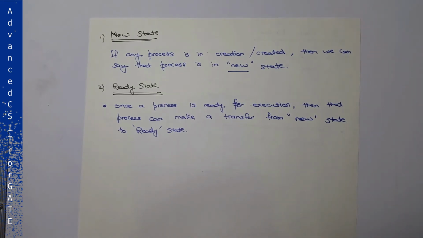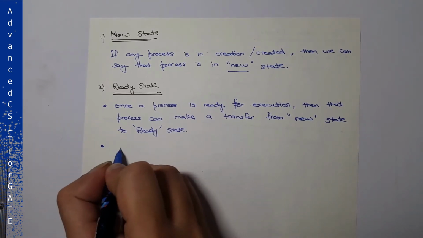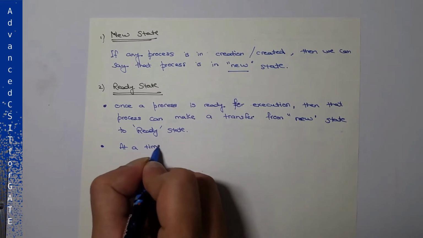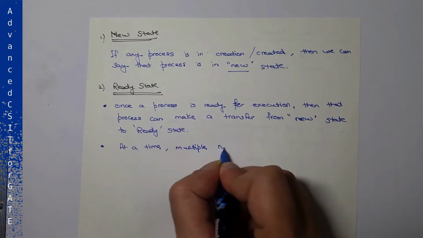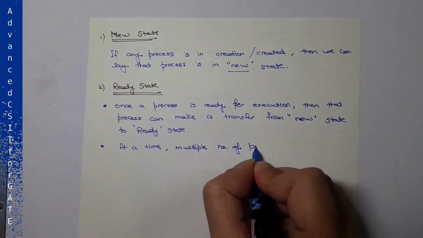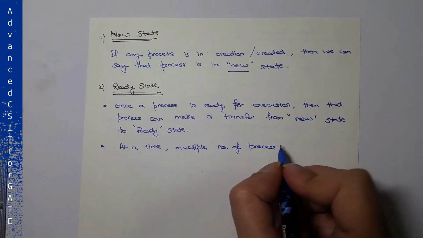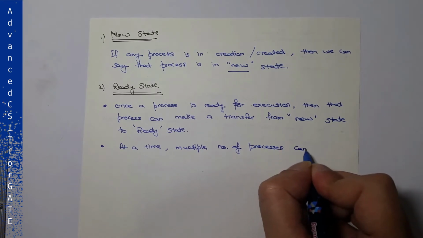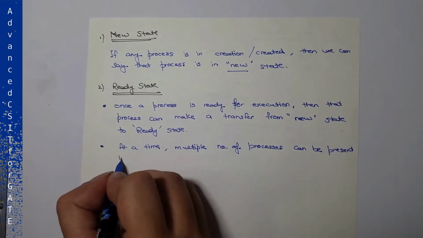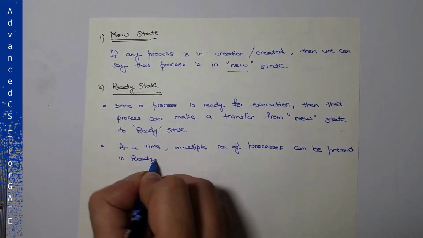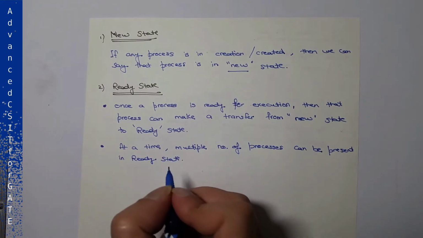We can also write about ready state that, as I told before, there can be multiple processes in a ready state. In fact, there is a queue in a ready state. So at a time, multiple processes can be present in ready state.